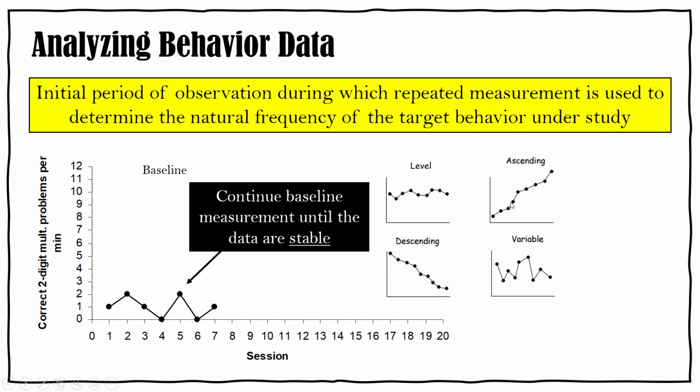We can look at our ascending graph right here. We can say that we can draw a pretty clear line through this, so there's not a lot of variability, and our data here are pretty stable. Same with the descending. You can draw a pretty good line, and that means that your data are pretty stable.